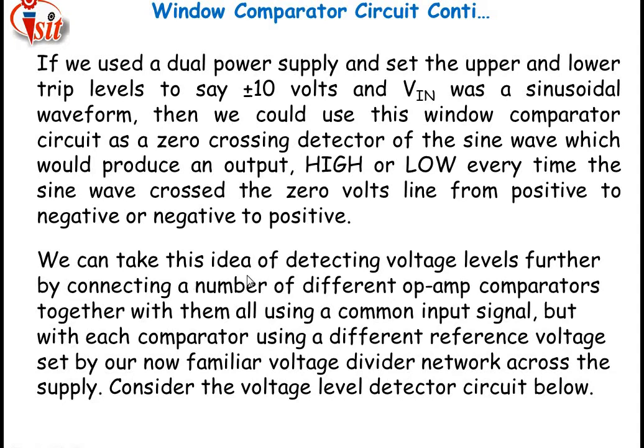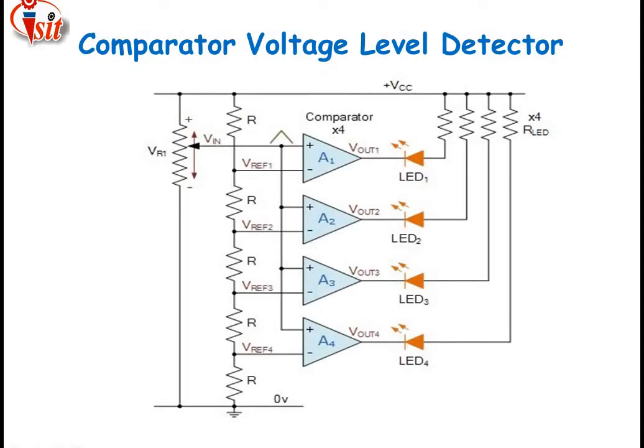We can take this idea of detecting voltage levels further by connecting a number of different op-amp comparators together, all using a common input signal, but with each comparator using a different reference voltage set by our now familiar voltage divider network across the supply. Consider the voltage level detector circuit below. For that purpose, we have designed this voltage level circuit, given below. You see here, this is a comparator voltage level detector circuit.